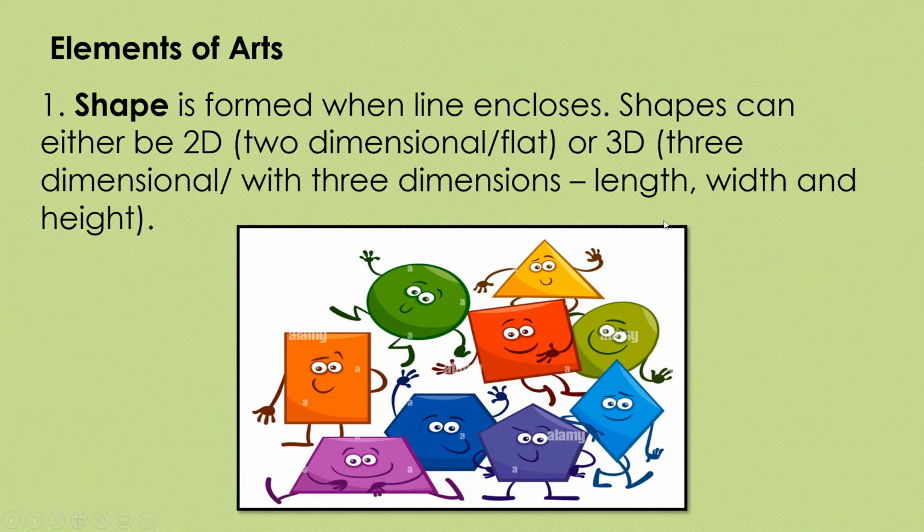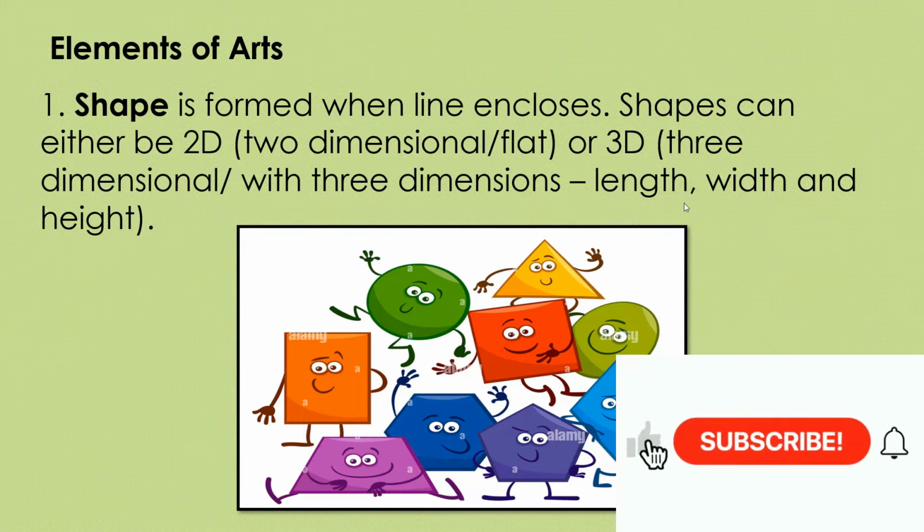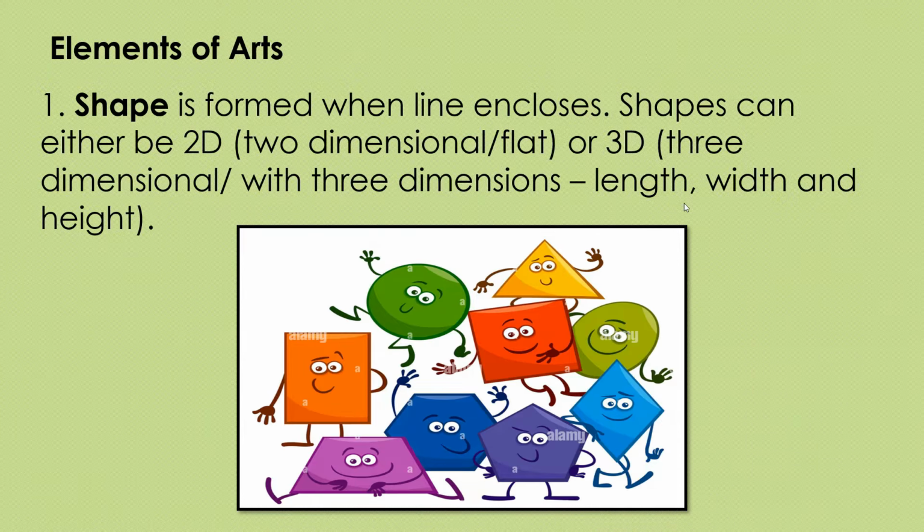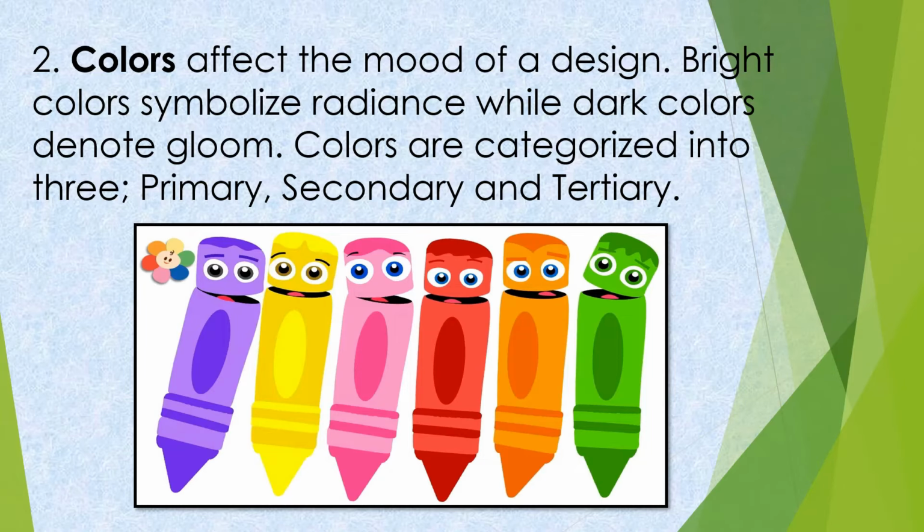So the elements of art are the following. Number 1 is shape. Shape is formed when a line encloses. Shapes can either be 2D, or two-dimensional or flat, or 3D, three-dimensional, or with 3 dimensions like length, width, and height. Number 2 is colors. Colors affect the mood of a design. Bright colors symbolize radiance while dark colors denote gloom. Colors are categorized into 3: primary, secondary, and tertiary.